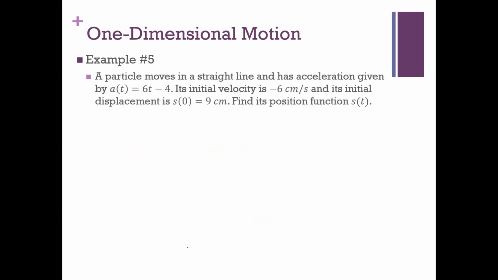So I have a particle that moves in a straight line, just back and forth. And all I'm giving you right now is its acceleration. I want to find a position function. So basically, I want to find where this thing is for any time t. So given the information I have here, take a second to read it if you need to.